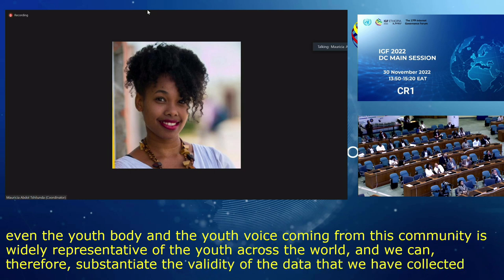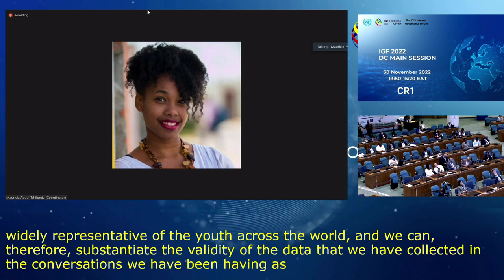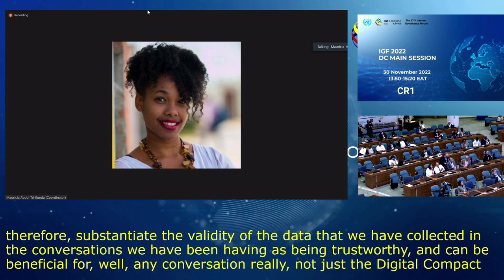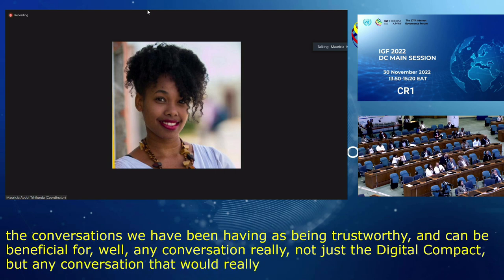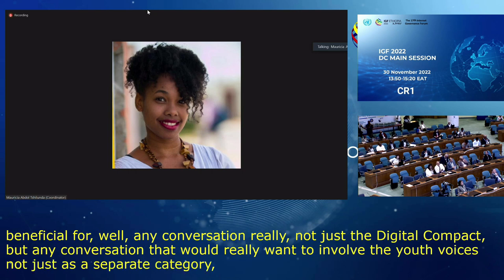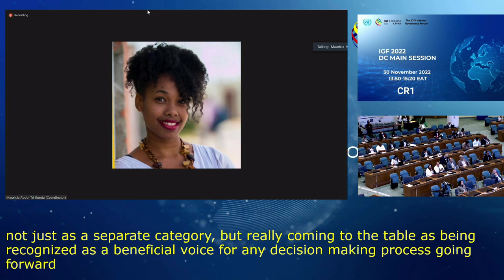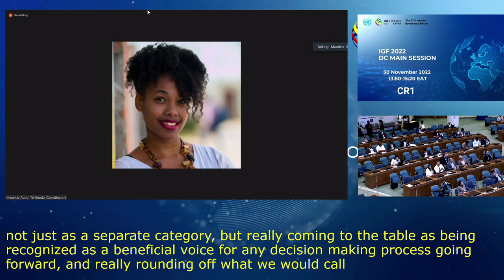And we can therefore substantiate the validity of the data that we have collected in the conversations we've been having as being trustworthy and can be beneficial for any conversation, really, not just the digital compact, but any conversation that would really want to involve the youth voices, not just as a separate category, but really coming to the table as being recognized as a beneficial voice for any decision-making process going forward. And really rounding off what we would call a multi-stakeholder approach to problem solving in the internet ecosystem.